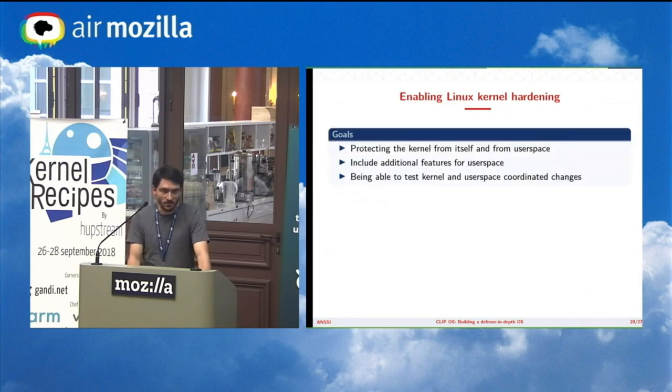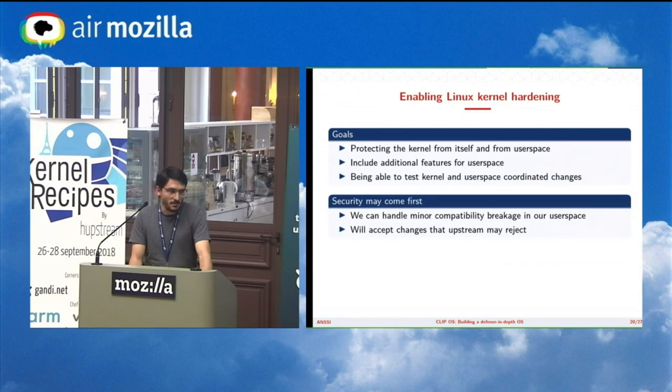But of course, we want to go further. So the goal again is to enable Linux kernel hardening. We want the kernel to protect itself, and protect itself from user space too. So we are going to add features for the kernel and also for user space, just like we've seen with version 4. And the main thing with the ClipOS operating system is that we control both the user space and kernel space, so we are able to test changes that impact both sides at the same time.